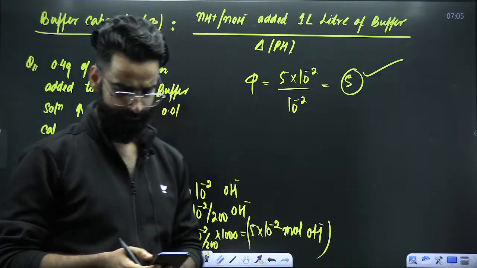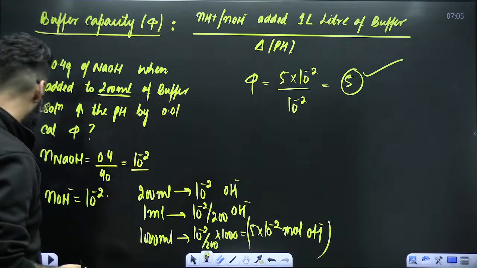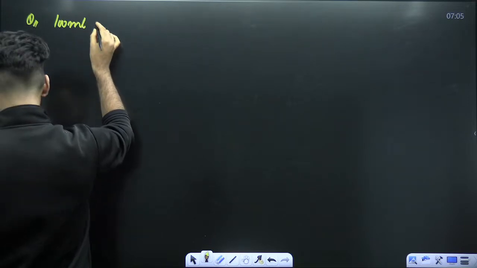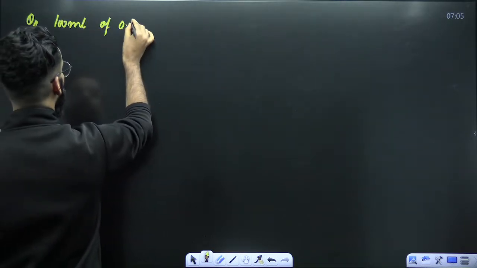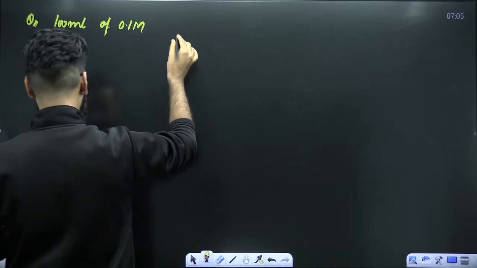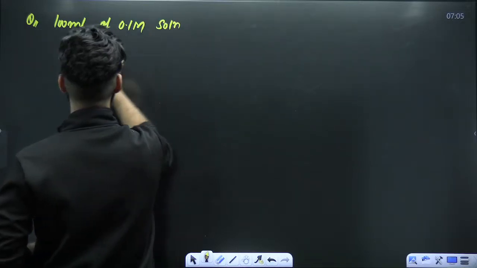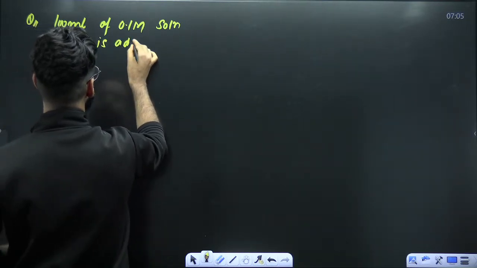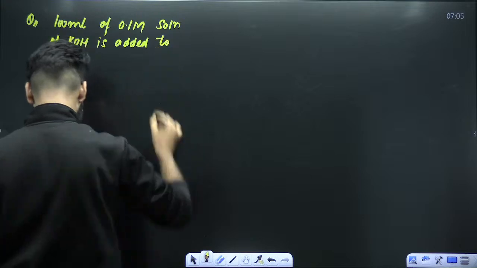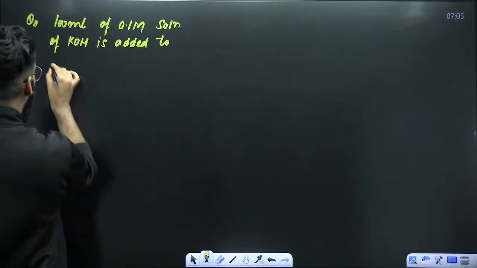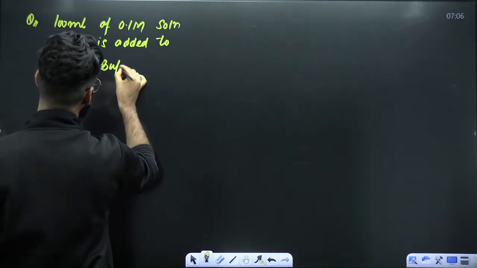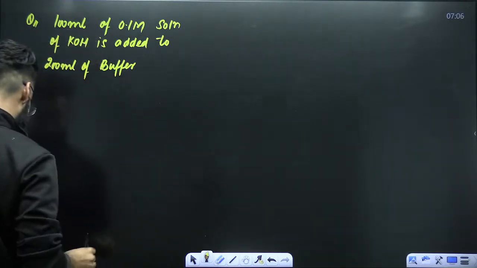Clear, guys? One more question I'm going to give you, and let me see if you can solve that or not. The question is: 100 ml of 0.1 molar solution of KOH is added to 200 ml of buffer.